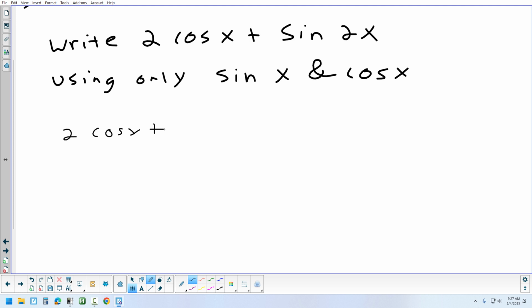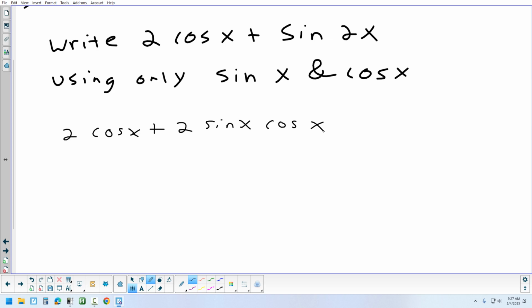2 sine x cosine x. Yep, 2 sine x cosine x. And technically, we've done what they wanted. But let's say they asked us to factor it. What can you factor out from each of those terms? What do they each have in common?